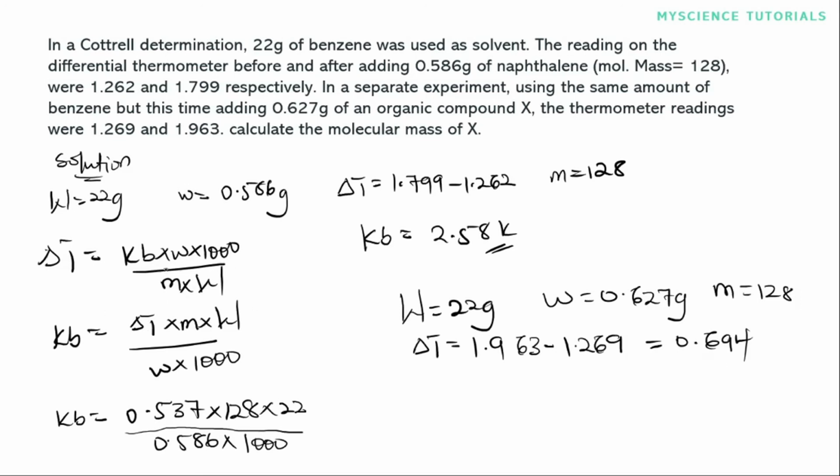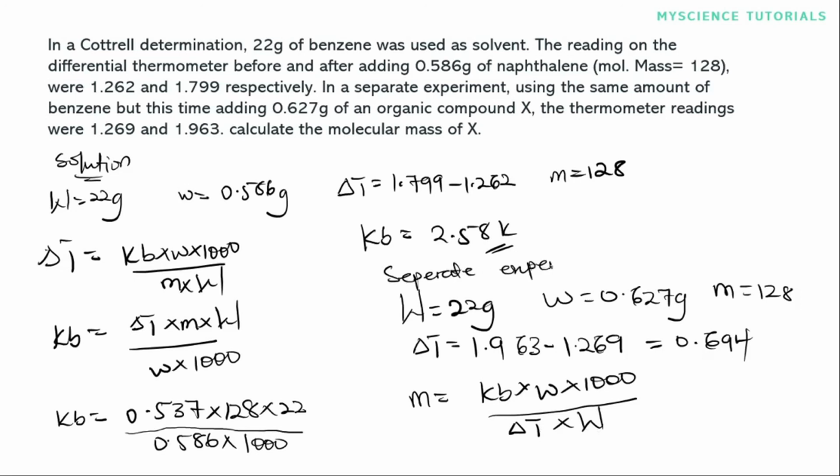So all we have to do is write down the formula and make the molar mass the subject. If we make molar mass the subject, we have the formula to be Kb multiplied by small w multiplied by 1000, all divided by delta T multiplied by capital W. Now this is for the separate experiment. So all we have to do is substitute these values into this formula and find the molar mass of the compound X. Let's go ahead and do that.